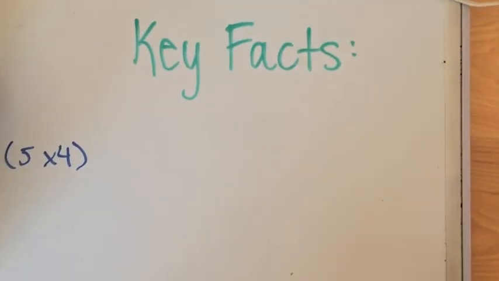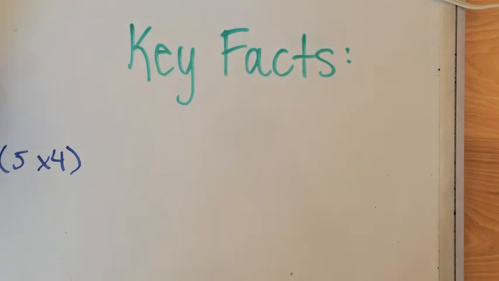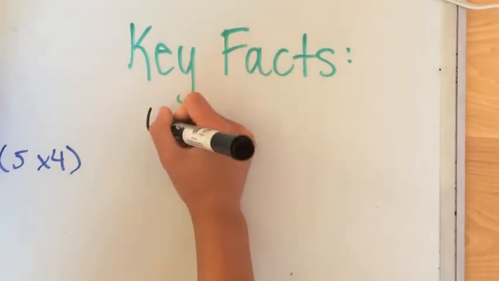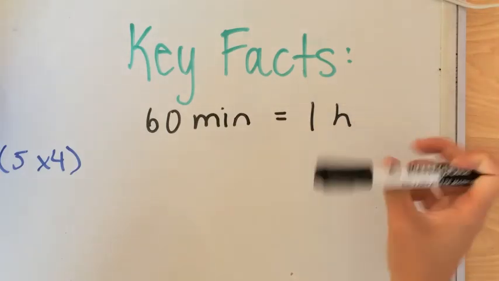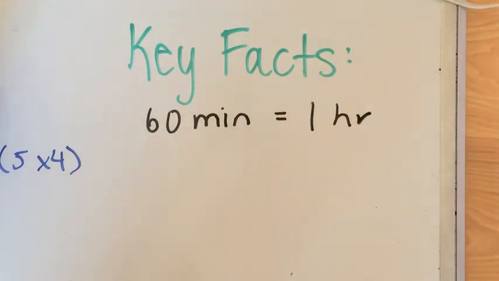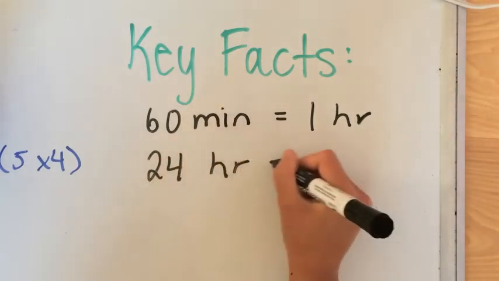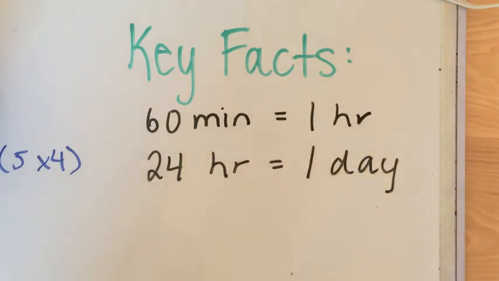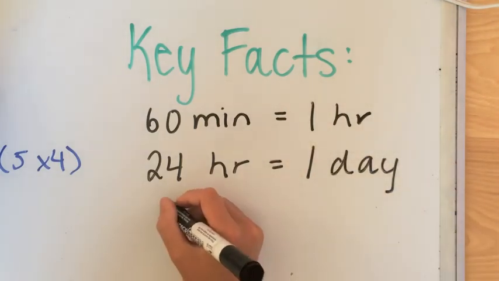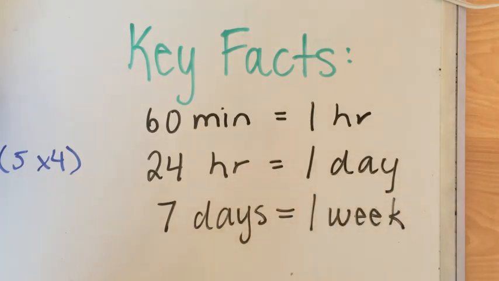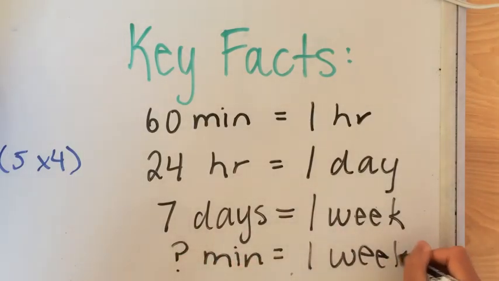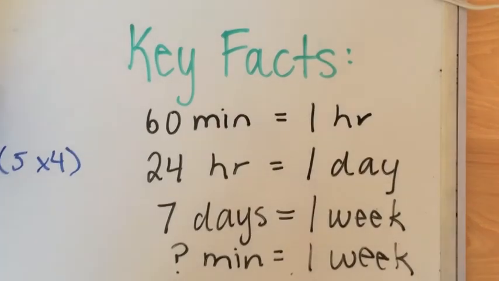Now let's go over some key facts. We covered this before, but there are 60 minutes in 1 hour, and the shortened way to write minutes is MIN. The shortened way to write hour is HR. There are 24 hours in 1 day, 7 days in 1 week. So knowing this information, can you calculate how many minutes there are in 1 week? So that's a little challenge to leave you with.